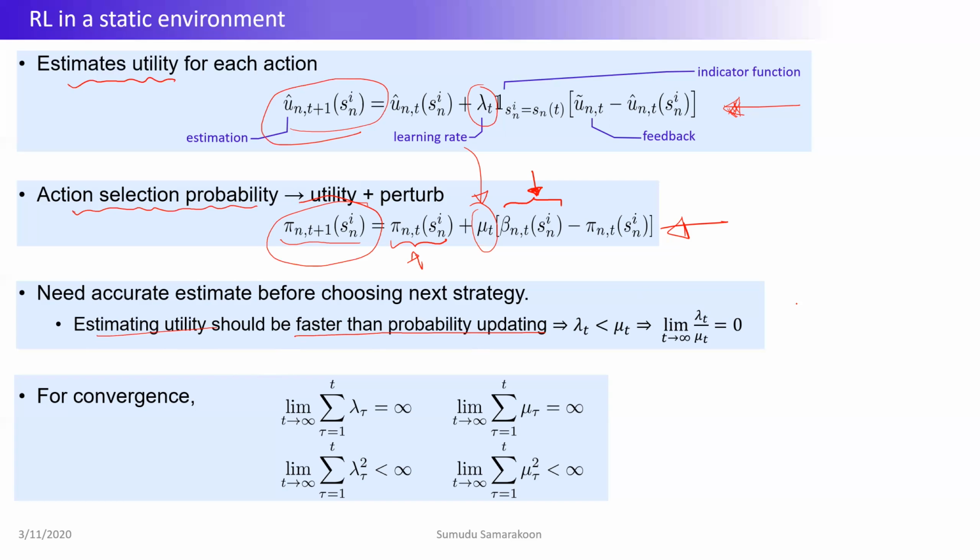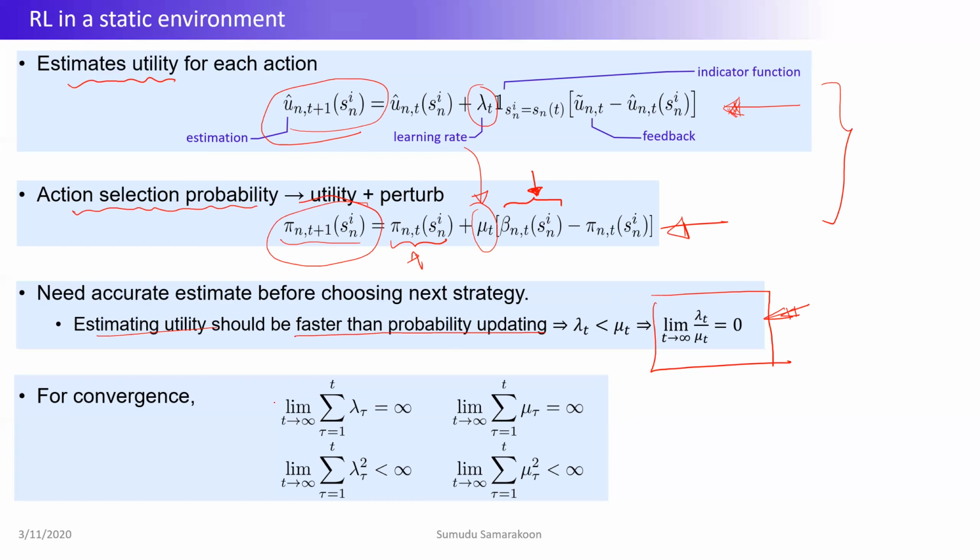So this condition is satisfied by this requirement. Our choice of lambda and mu needs to satisfy this relation in order to obtain fast convergence in estimating the utility compared to the action selection probability. In addition, these tests could result in a converged solution. We need these two, or at least these four conditions for both learning rates.